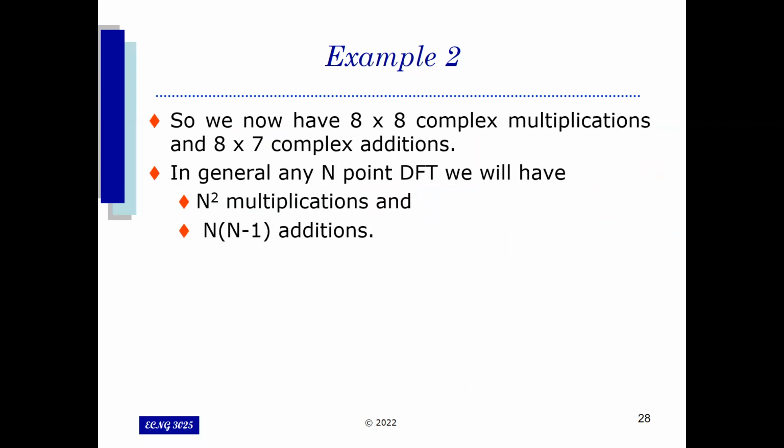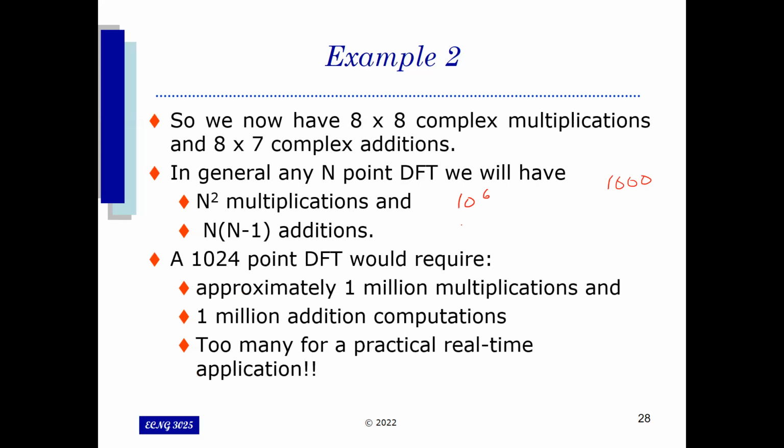So in general, if I have any N-point, now 8 is a very small number of samples. Normally, you're dealing with samples in the hundreds or the thousands. So if I'm dealing with, let's say, to make the thing useful for some applications, N is 1,000, then to calculate the DFT, I'm going to have to do 1,000,000 multiplications, which is 10 to the power 6 multiplications. And you have 1,000 by N minus 1, 999 additions. So almost 1,000,000 additions.